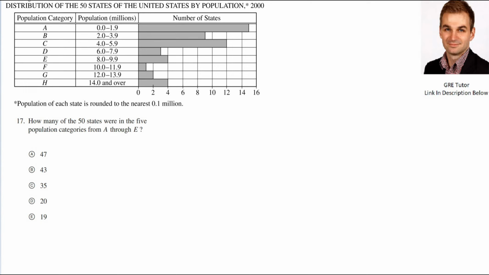Okay, so this basically gives you some information about the frequency of states that have particular populations. This population category right here is just a placeholder. So we're looking at A, B, C, and D as just categories that they're putting these states in. Population, you have 0 to 1.9 million, you have 2 to 2.3 million, and so forth. And here they give you the frequency.